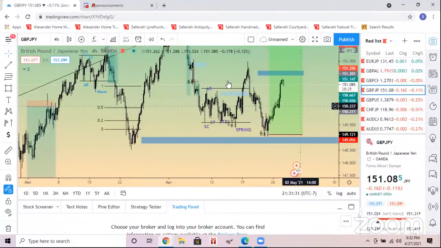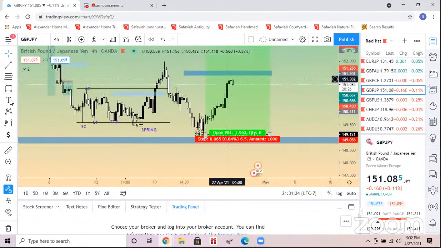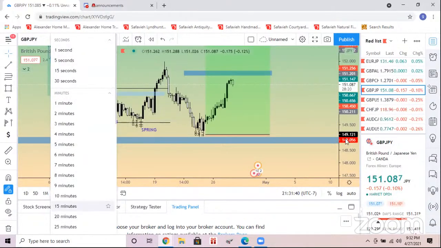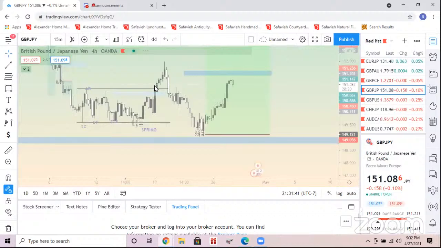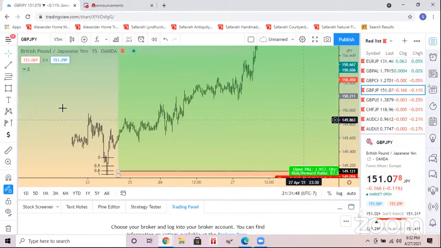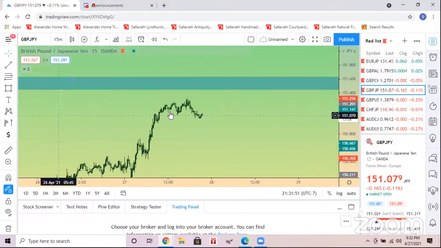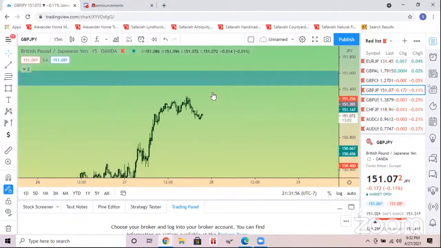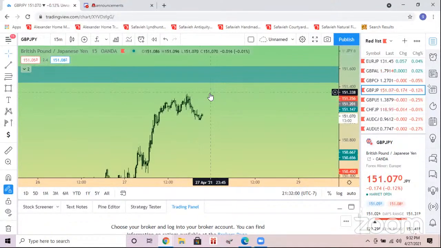Maybe if we get a distribution up in here, we can look to hedge a sell. See if we got a distribution in there. So looks like we might be getting one right now. So if we get an upthrust and then a sign of weakness, or upthrust and a UTAD, then we can look for an entry.